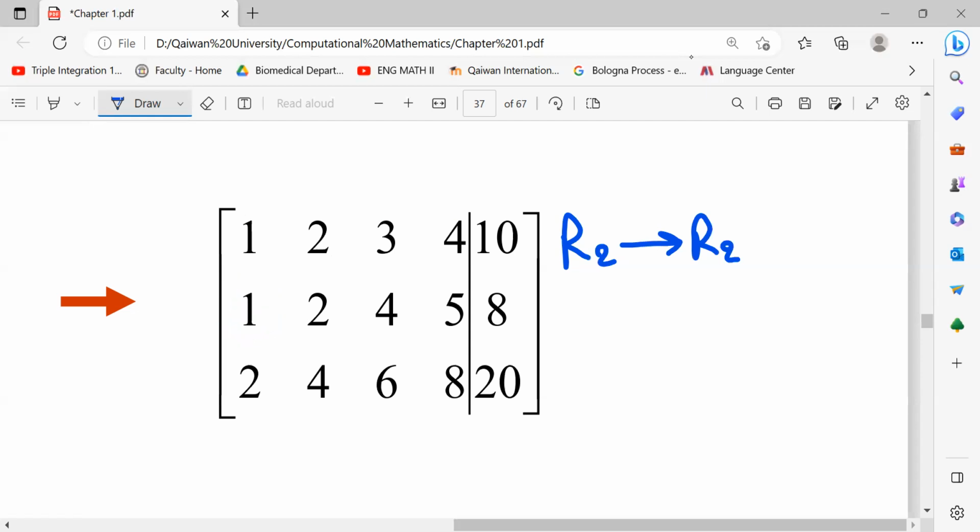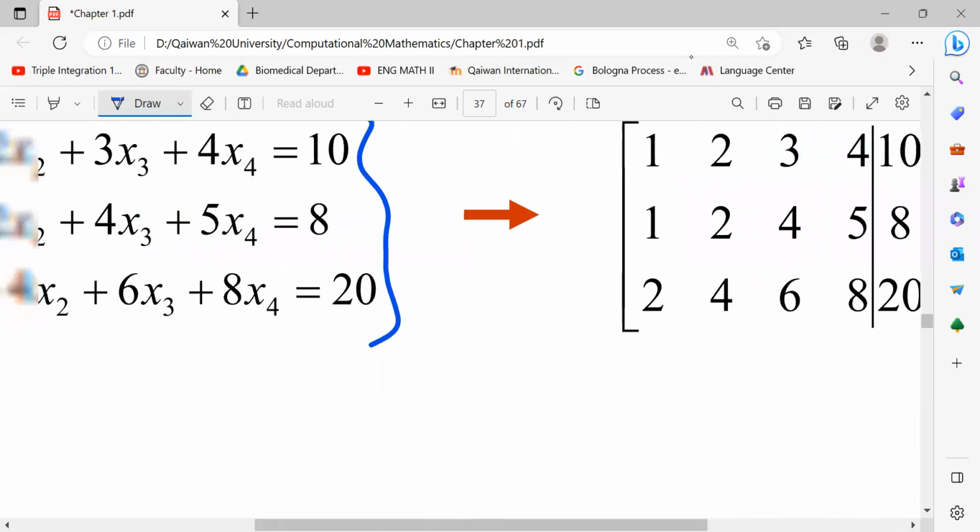Then we change this to 0 from that element. What's this row? It's row 1, which we say is R1. What should I multiply to this one and add to this to get 0? Just minus row 1. That's all. By this operation, we get 0 here.